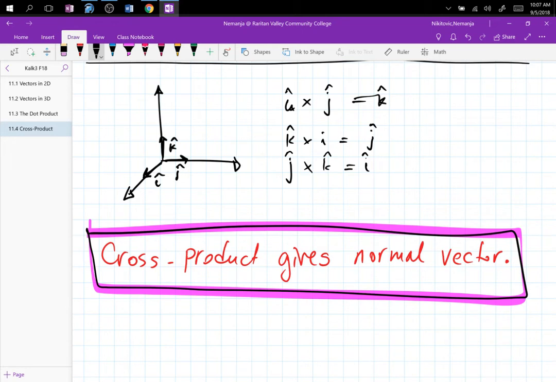Now, i cross j is going to give you k. J cross i is negative k. It's not commutative, but it's almost commutative. So we have i cross j gives you k, j cross i, negative k. And we have that in properties of vectors, that if you swap which way you do the cross product, you get the negative vector.